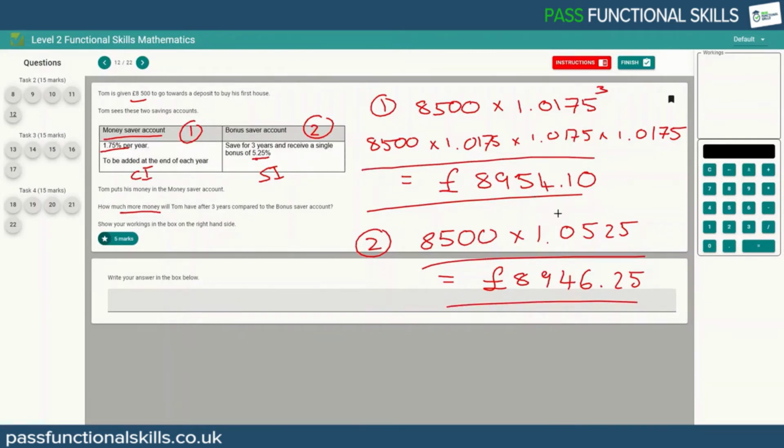So we can clearly see that the money saver account returns a higher yield for the investment, but the question's asking how much more money will Tom receive after the 3 years. So what we're looking for is the difference between the money saver account and the bonus saver account, which is simply subtracting the second value from the first, which when you put it into a calculator comes out as £7.85, which is our final answer.